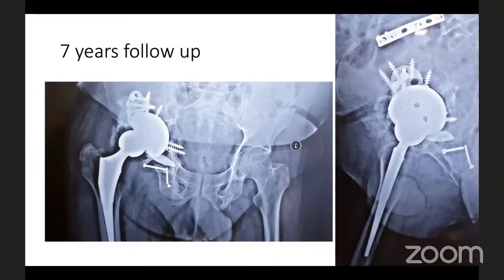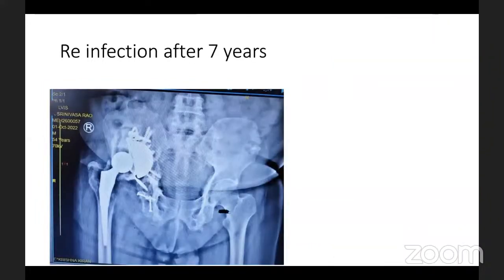It was a real downer for us when we got the culture report. But the patient was asymptomatic for 7 long years. After 7 years, the infection flared up again, and the whole construct came loose. So what do we do now? We were stuck in a very difficult position.